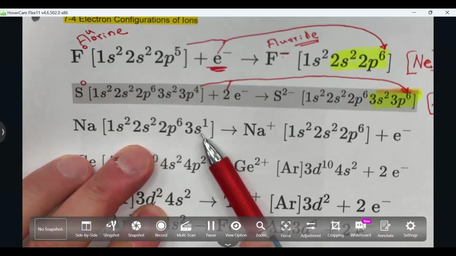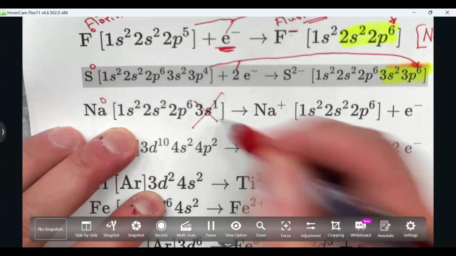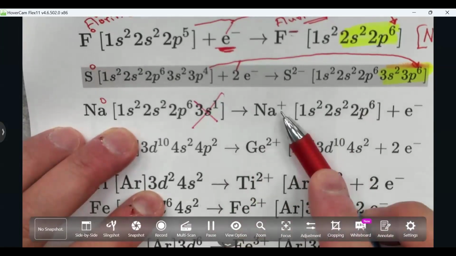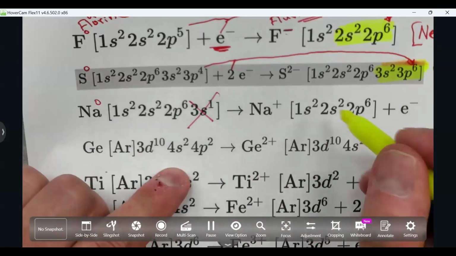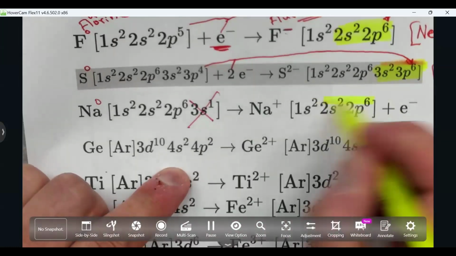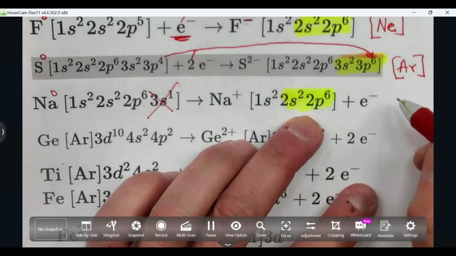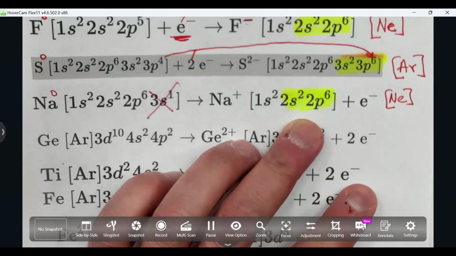Sodium atom. What does this thing want to do? Neutral atom. It wants to get rid of that, correct? And if it gets rid of that one electron, sodium ion. Noble gas configuration. And this noble gas, neon, correct?